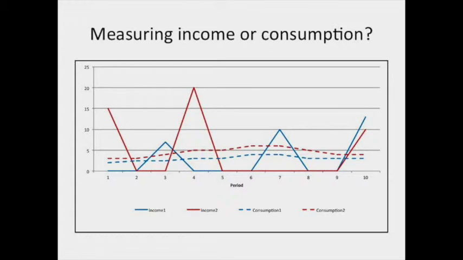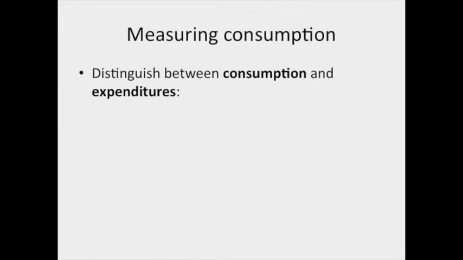However, since income fluctuates, if we measured income at certain points of time, say period 7 on the graph, we get the result that blue has higher income. However, if we measure consumption, we always get the result that red consumes more. So how can we measure consumption?